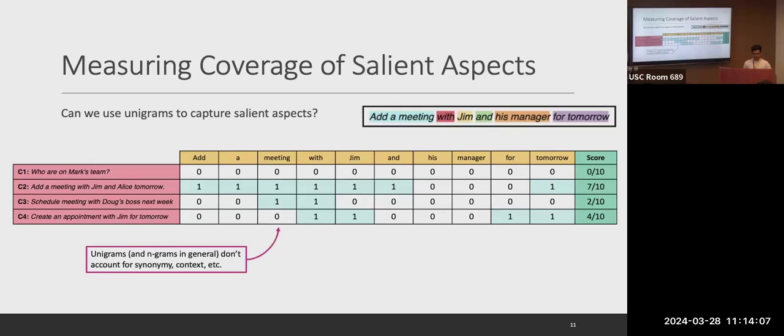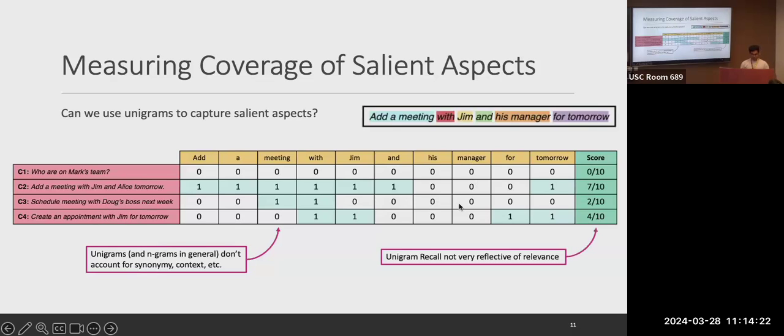First thing to note is that unigram matching is obviously very, very sensitive to the surface form. It is not able to account for synonymy and context. So appointment is not matched with meeting, and boss is not matched with manager, and so on. So the score that you get out of it is not very reflective of the actual relevance, even though C2 and C4 have almost identical information in terms of the logical form they'll produce. C4 is ranked much, much lower than C2.